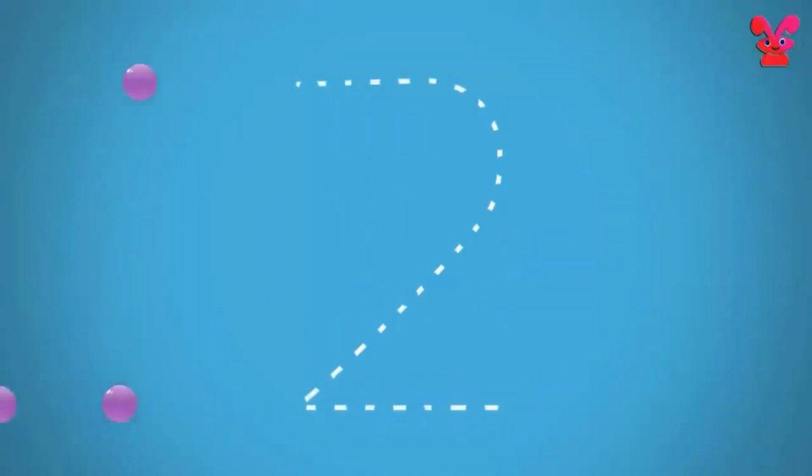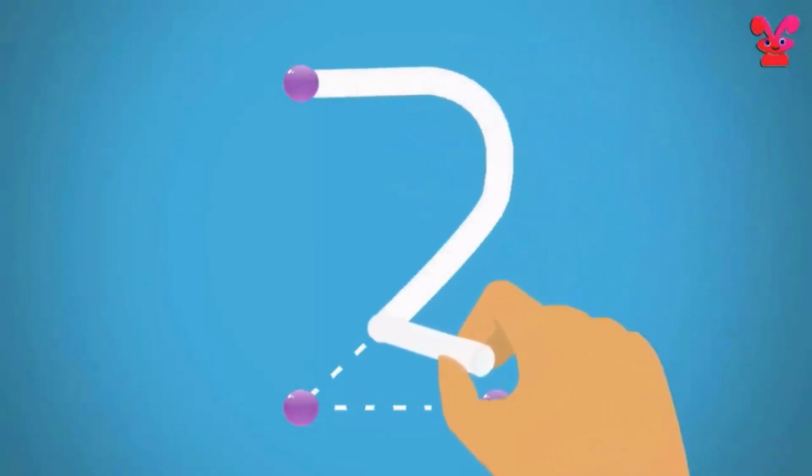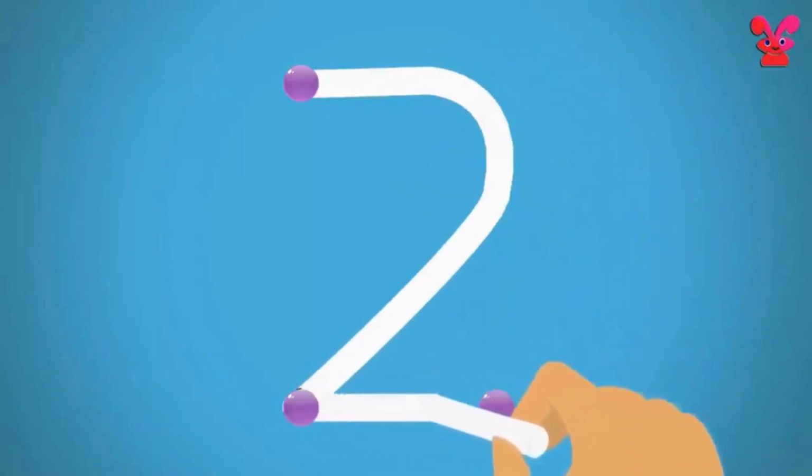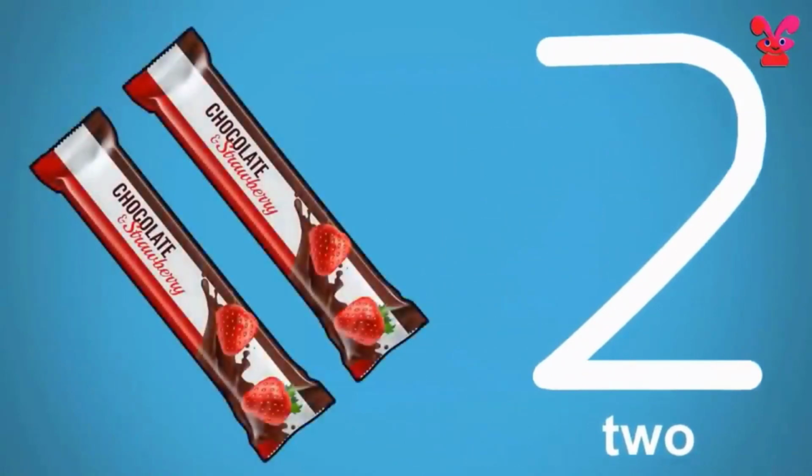2. Follow the dots to write the number. 2 chocolates. 3. Follow the dots to write the number.